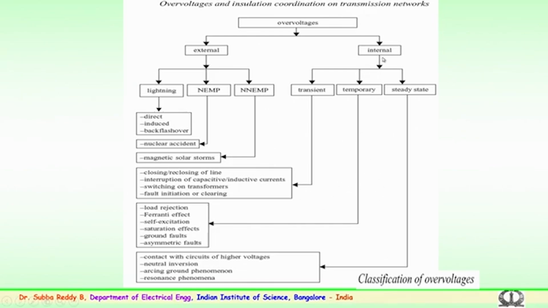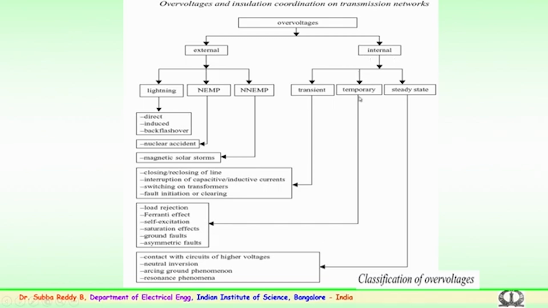The second category, the internal operations of the power system, can cause transient over voltages. This transient we were talking about is a surge or switching over voltage which may happen because of closing and re-closing, that is, opening and closing of the lines, or interruption of capacitive or inductive currents, or switching on transformers, or fault initiation or clearing of the fault. These aspects may create transient or switching surge voltages in the transmission network.